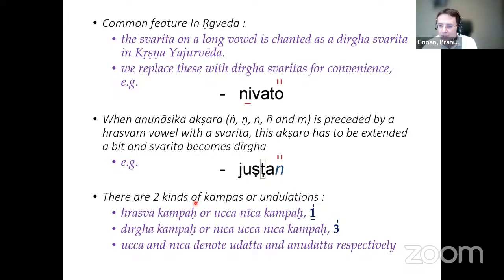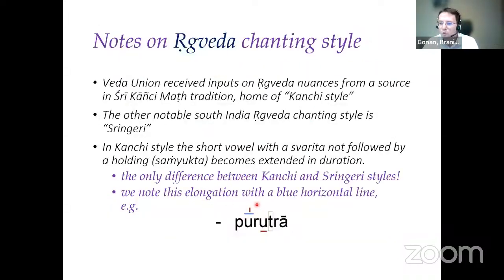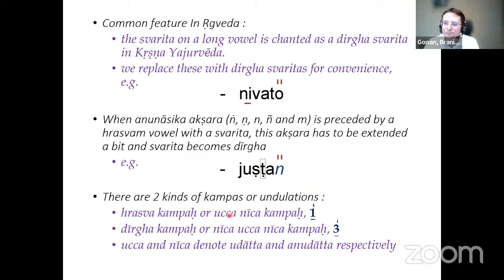Sringeri is the same as Krishna Yajurveda, and so you are reading the Rig Vedic texts the same and chanting, the same as Krishna Yajurveda, but in Kanchi, this is actually the common changes. So those two you would not notice, but you should be attentive when you see this blue line here, so you know that you should actually elongate this one. But what is this ucha?